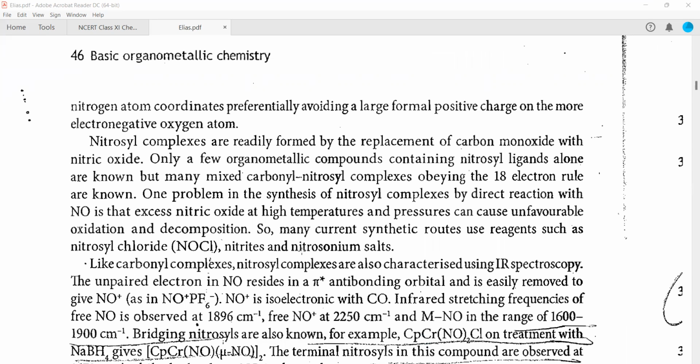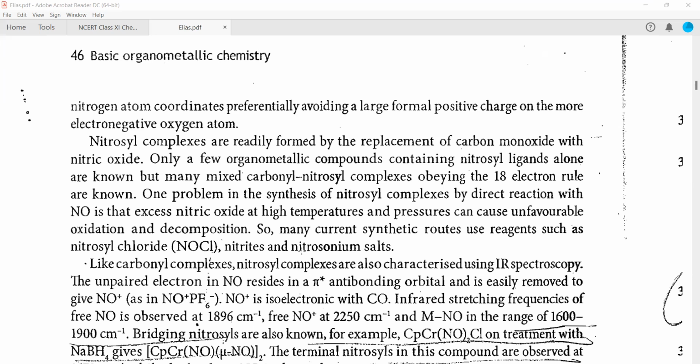Like carbonyl complexes, nitrosyl complexes are also characterized using IR spectroscopy. There you will have the NO stretching frequency. The unpaired electron in the NO resides in the pi star antibonding orbital. We saw that, and it is easy to remove it to give NO positive, as in NO positive PF6 minus. So NO positive is isoelectronic with CO. We know that if you remove one electron from NO, then you get the same electron count as that of carbonyl, right?